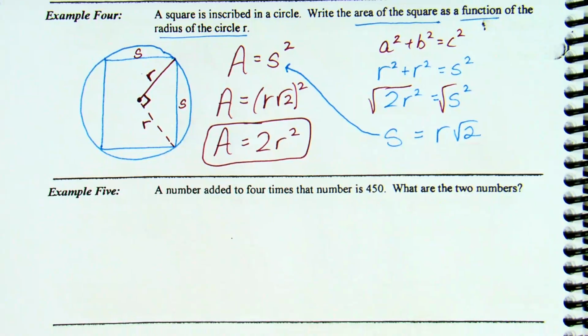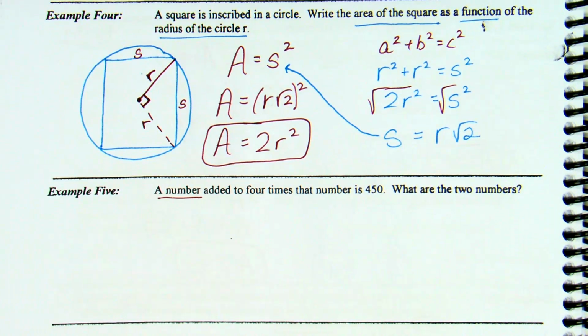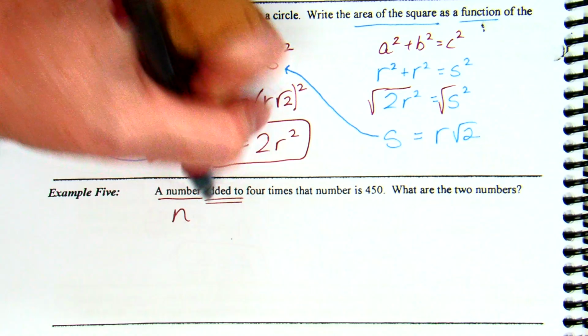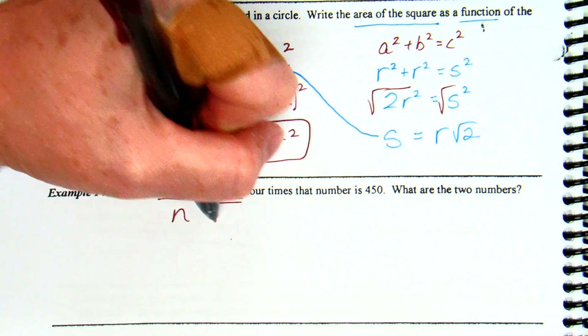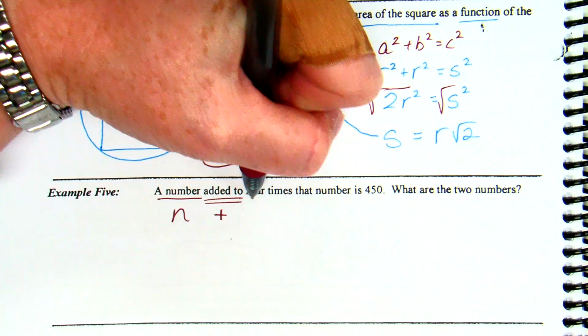Let's look at example 5. It's quick. A number added to 4 times that number is 450. What are the two numbers? Okay, we're going to write an equation. A number. I don't know what number I want. A, X, N, whatever, right? I'm going to use N for number. Added to. What's added to mean? Plus. 4 times that number: 4n.